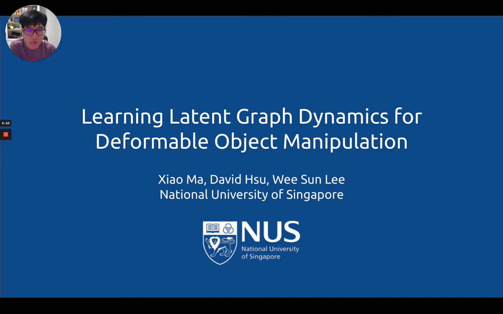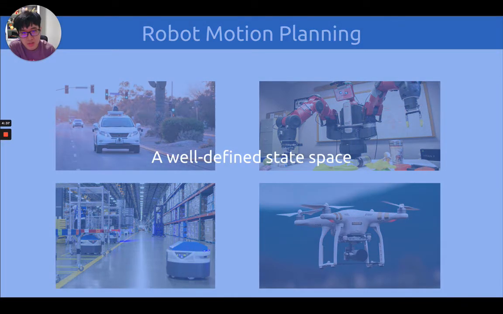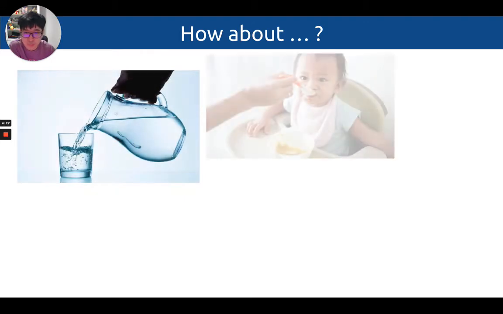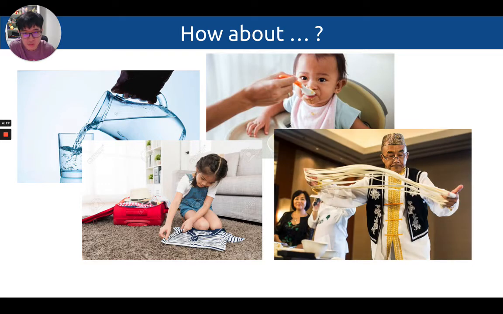I'd like to present our work, Learning Latent Graph Dynamics for Deformable Objects Manipulation. Robot manipulation has been successfully applied to different tasks, for example, autonomous driving, warehouse robot navigation, manipulating rigid body objects, and flying a drone. One special characteristic shared by these tasks is that they have a very well-defined state space. But this doesn't always exist in the world. Consider tasks like pouring water, feeding a kid, folding cloth, and also making my favorite noodle. These tasks remain very challenging for robots.